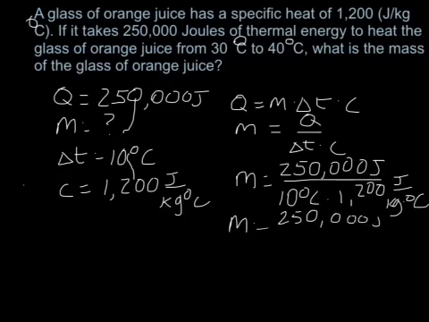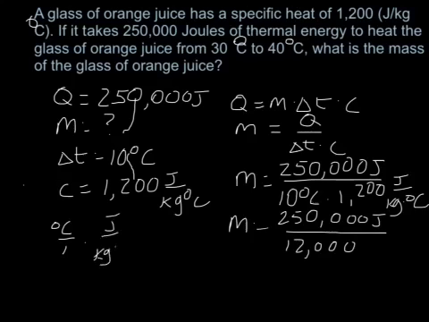So, 250,000 joules. Okay, 10 times 1,200 is 12,000. And then degrees Celsius times joules divided by kilograms times degrees Celsius would be degrees Celsius over 1, which makes it easier to multiply, and then times joules over kilograms times degrees Celsius. And the degrees Celsius would cancel out, and so you would just have joules divided by kilograms.